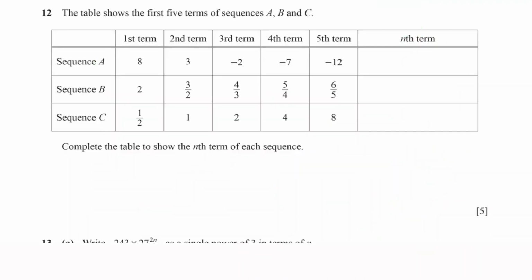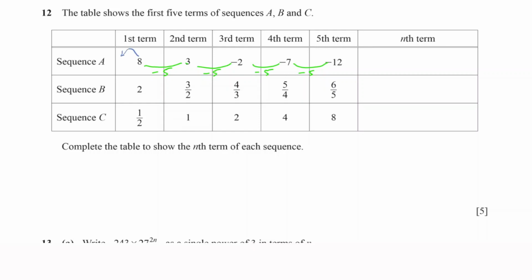Let's move on. Question number 12. The table shows the first 5 terms of sequences A, B and C. So we have to find out the nth term for all of these. Let's do that. You should first find the difference between the second term and the first term. So second term minus first term, don't do first term minus second. 3 minus 8 is minus 5, and 2 minus 3 is minus 5 again, and this also gives you minus 5. As I told you, to find out the nth term can be very easy.